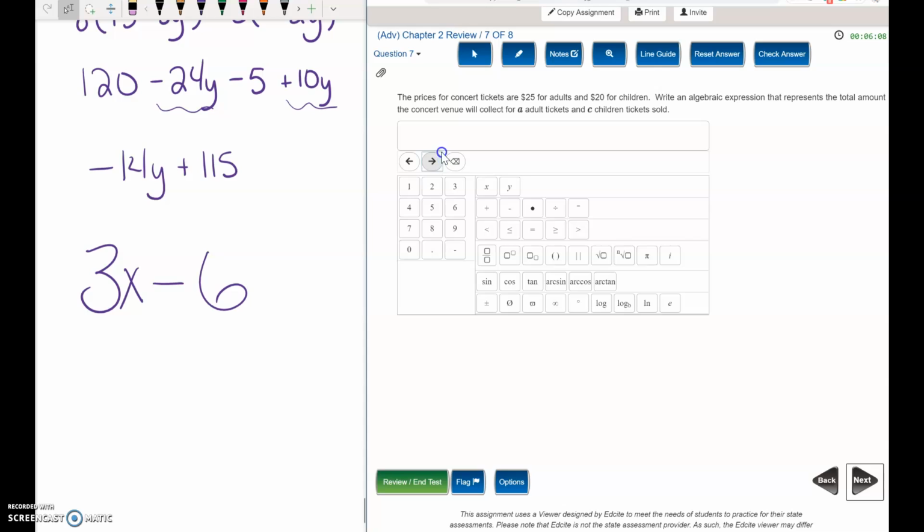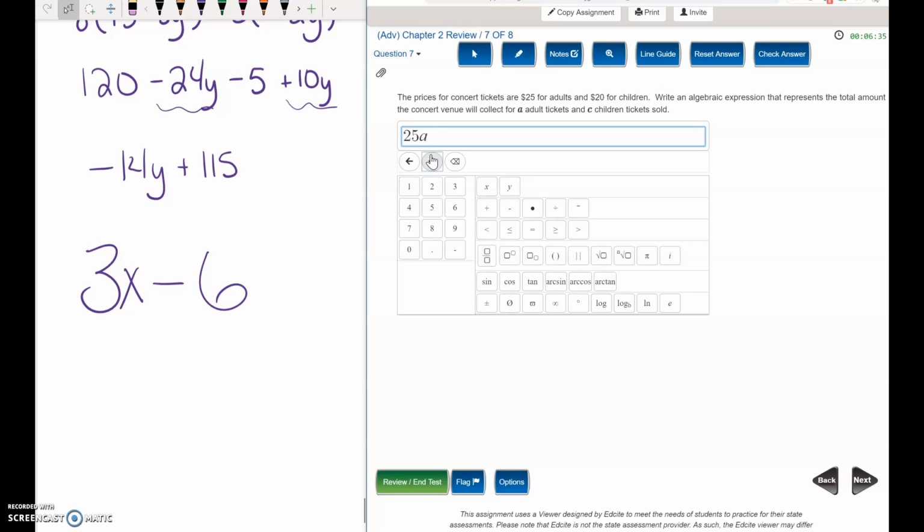The prices for concert tickets are $25 for adults and $20 for children. Write an algebraic expression that represents the total amount the concert venue will collect for A adult tickets and C children tickets sold. So it's $25 times the number of adult tickets, and I think you have to actually use your keyboard because A isn't an option down there.